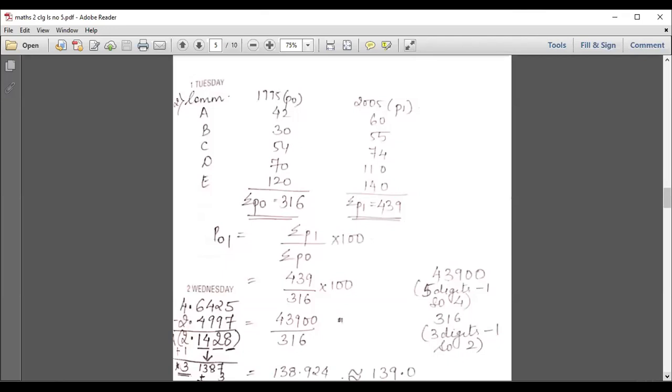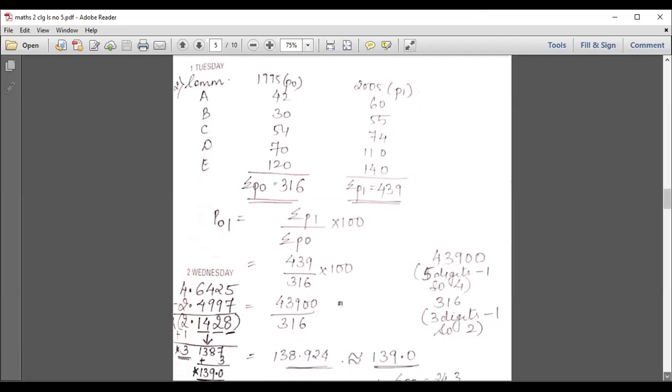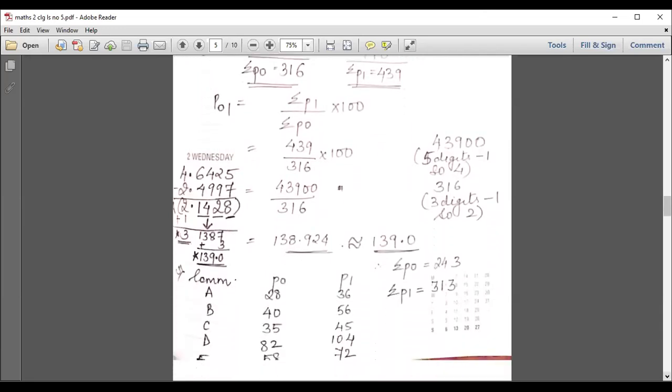Summation P0, summation P1. After doing the total, you will put the formula P01 is equal to summation P1 upon summation P0 into 100. So the formula is in front of you. Total of current year price was 439. Total of base year price 316 multiplied by 100. I have not cancelled anything, so I have directly multiplied 439 into 100, which gives me 43,900 upon 316. Again, the log working is there. I'll explain it all after we are done with the concept clearing.